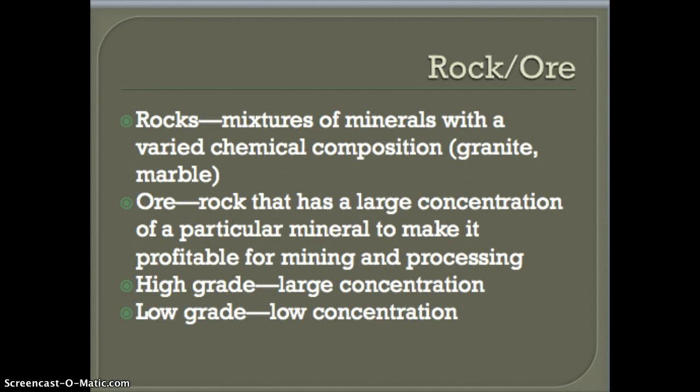There's a slight difference between the definition of rocks and minerals. Rocks are usually mixtures of minerals that have a varied composition, and some examples of those are granite and marble. In the classroom, I am going to have some rock samples for you to look at so that you can see the difference in these. And then an ore is just a particular rock that has a large concentration of one particular mineral that makes up that rock. It's going to make it profitable for mining and processing.